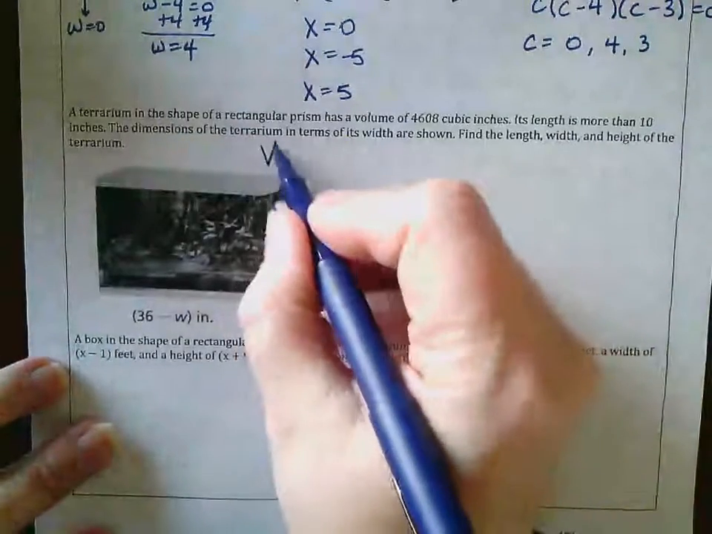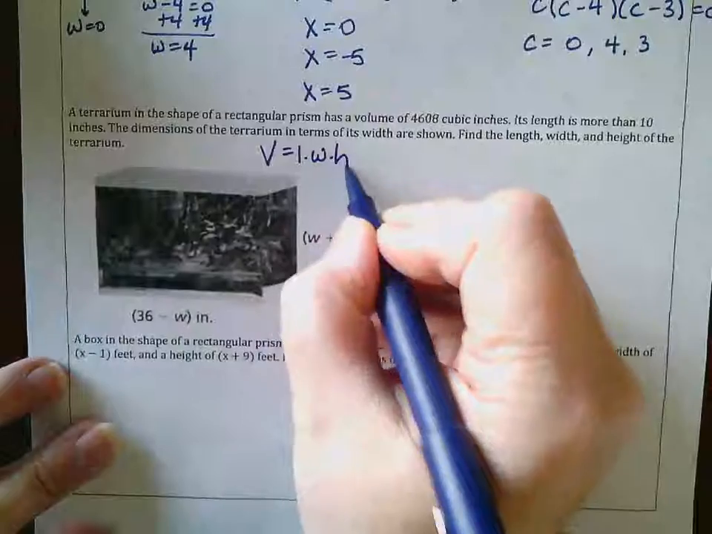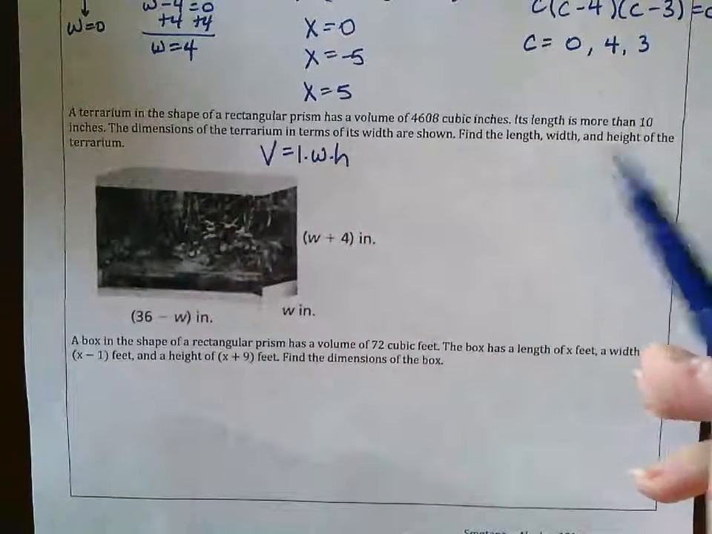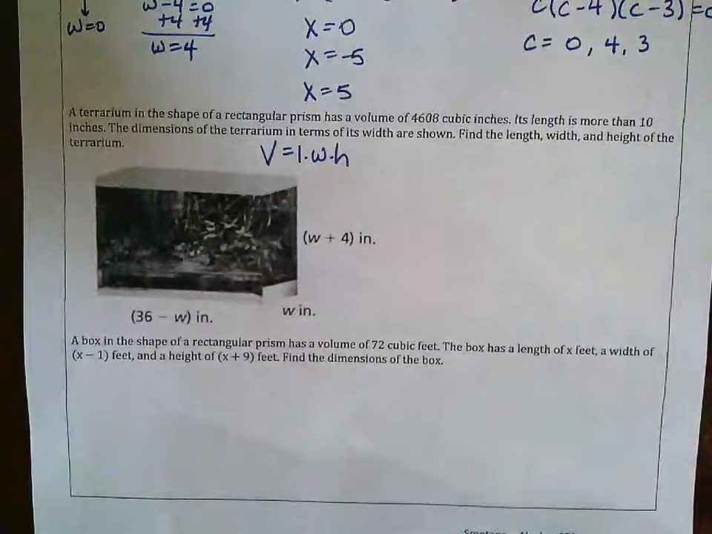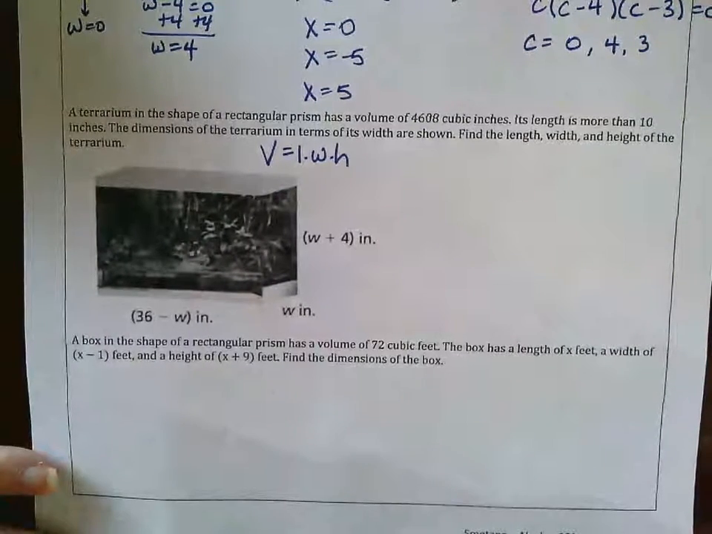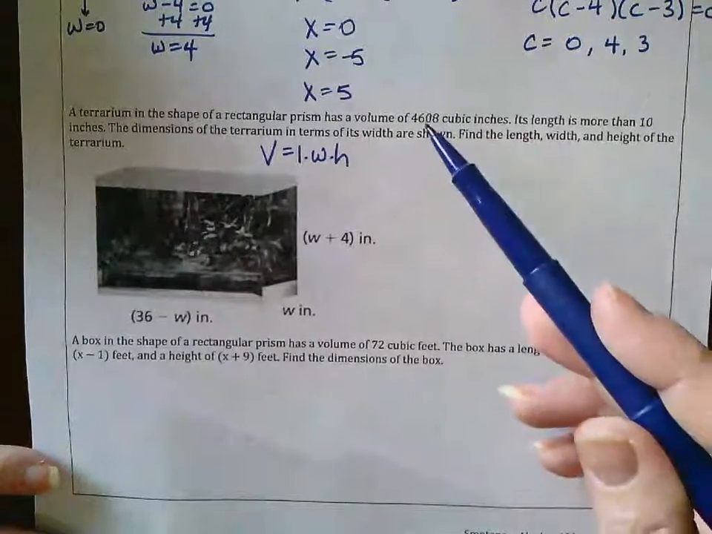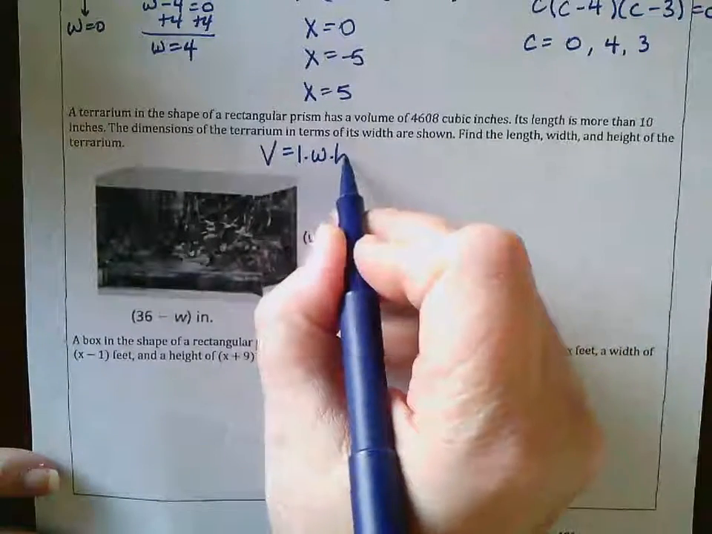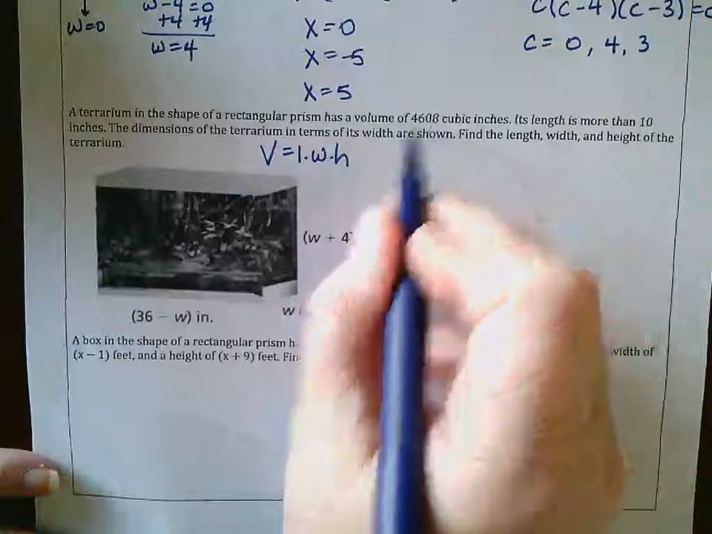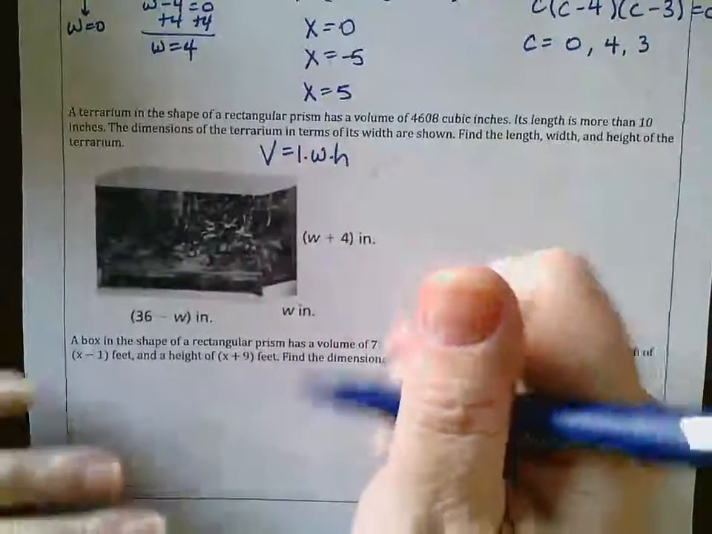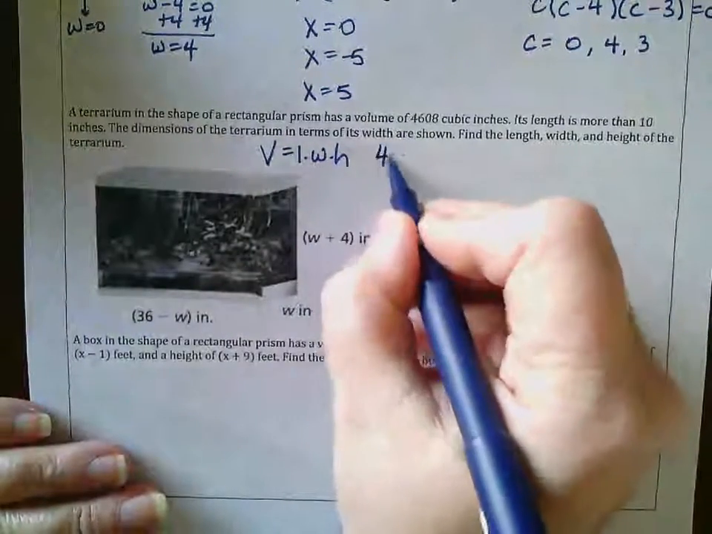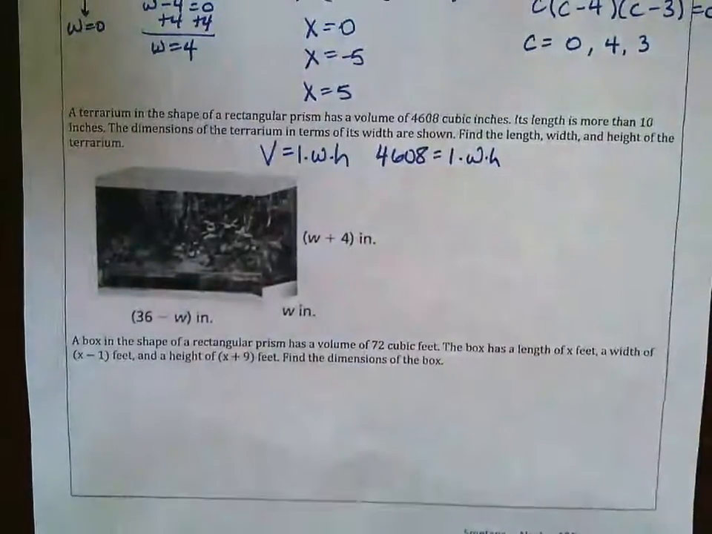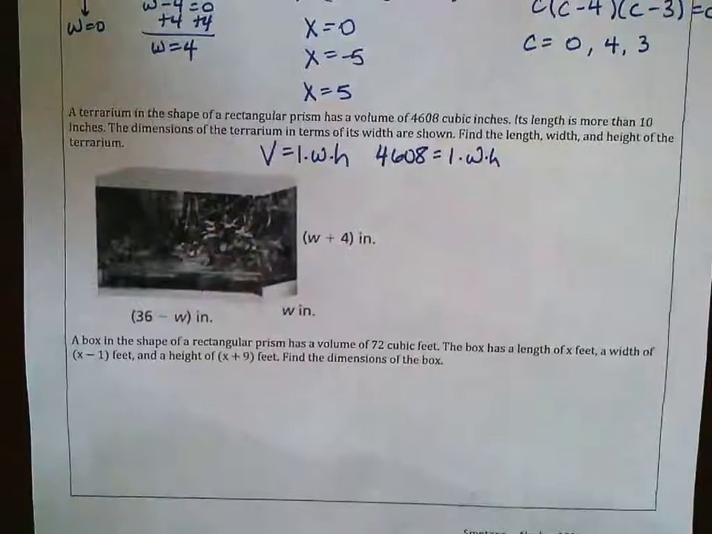So volume, remember, is length times width times height. Start there, because it asks you to find the length, the width, and the height of the terrarium. I know the volume is equal to 4608. So if I multiply these three numbers together, it equals 4608. So 4608 is equal to the length times the width times the height, and I want to figure that out.